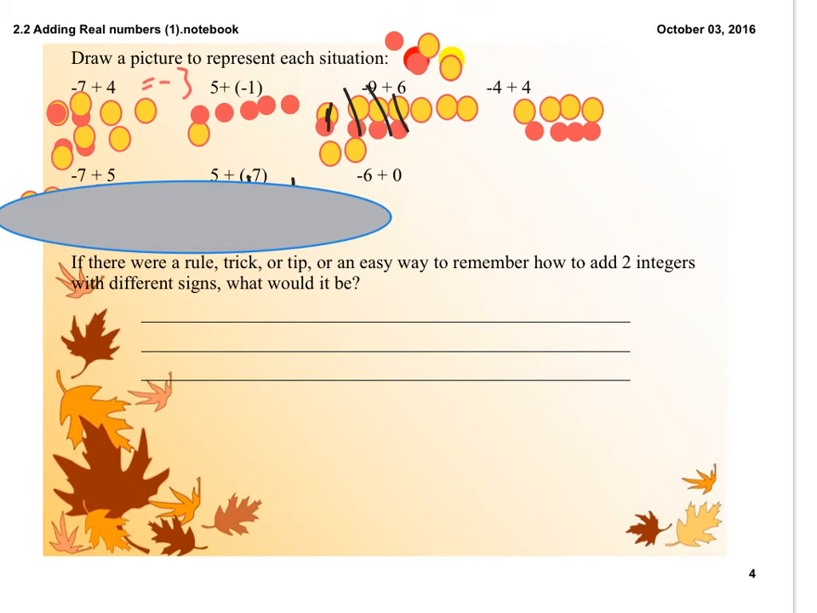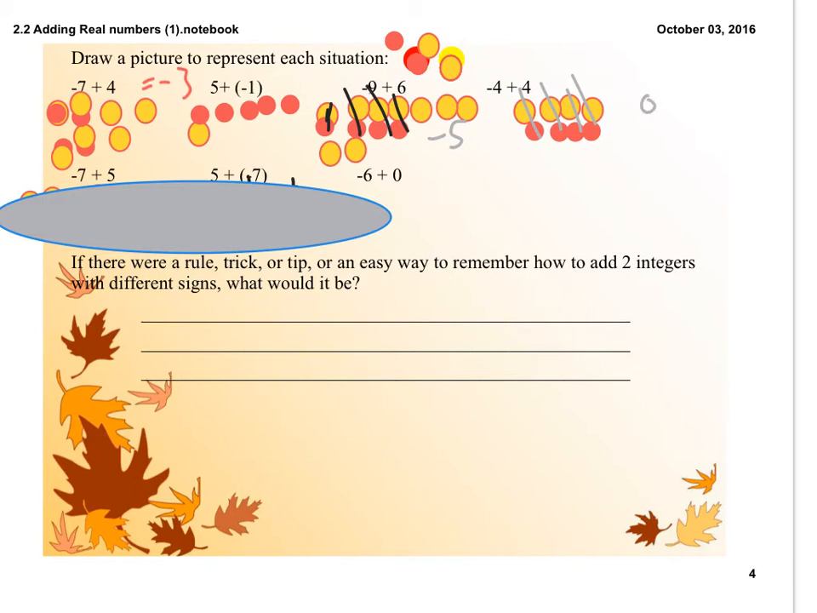Well, there's 1, 2, 3, 4, 5 yellow chips left. There's 5 negatives left. So our sum is going to be -5. And then with the 4s, -4 plus +4, we can cross out all these zero pairs. What's left? Well, there's nothing left. So our sum is 0.